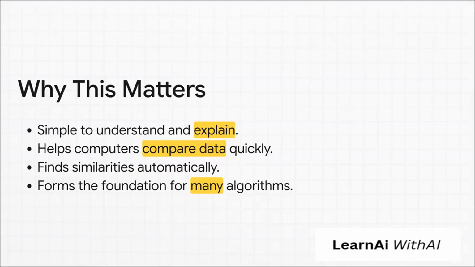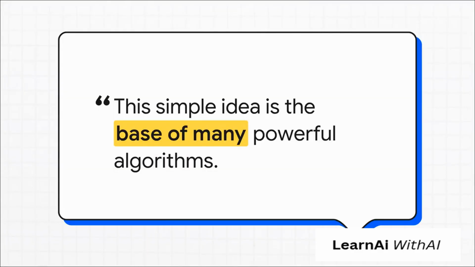And maybe most importantly, this very basic idea is the foundation for tons of more complex, more powerful algorithms down the line. And I really want to land on this point. Getting a handle on this concept of distance and similarity, it's like learning your scales before you try to play a symphony. It is the fundamental building block that so much of machine intelligence is built on top of. If you get this, you're on your way to getting so much more.